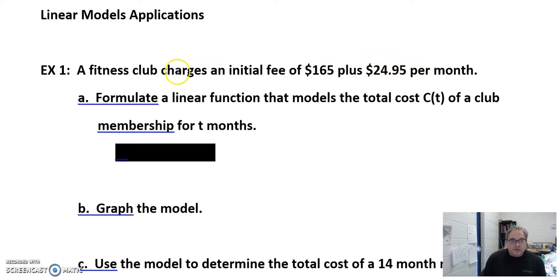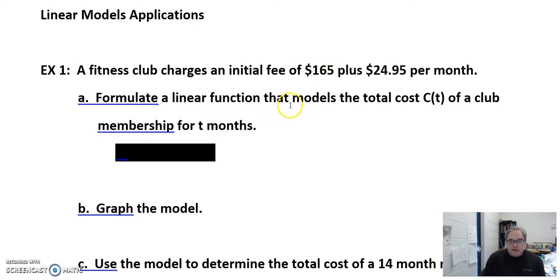The other one is that it charges an initial fee of $165. So I go in and buy a membership, and then I don't go. I am out. That's gone. That's my initial amount. Initial, starting, all that is telling me this is the y value of the y-intercept. So if y equals mx plus b, that's the b.